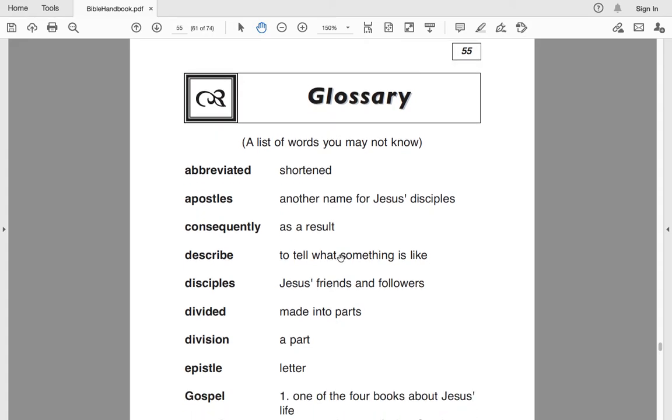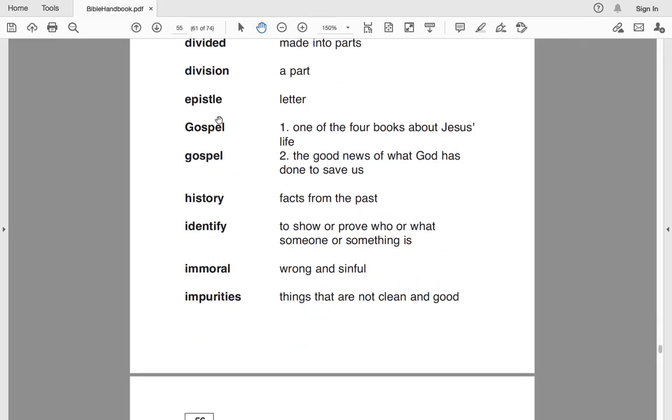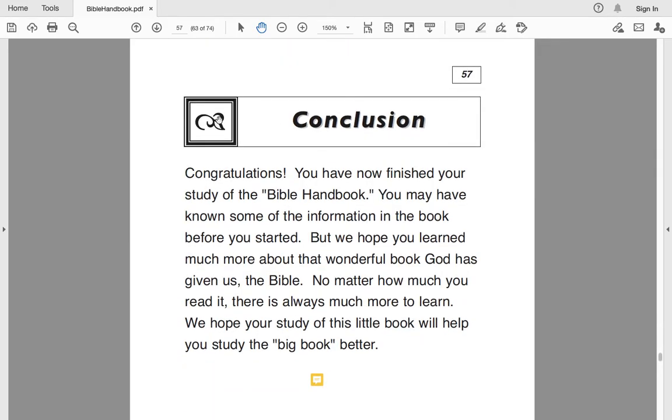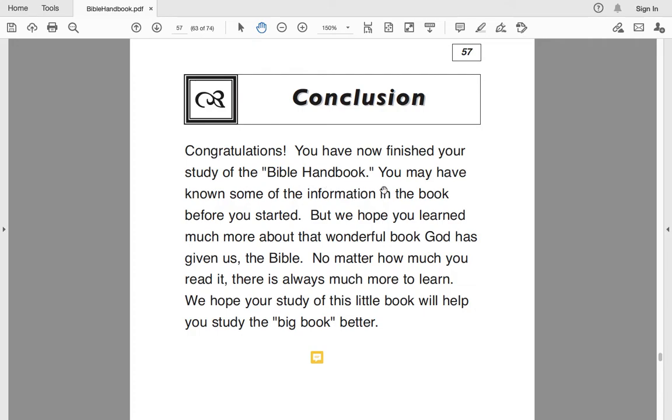You'll be getting this booklet back after I have an opportunity to take a look at it, and so you'll be able to refer to those if you need it. On page 57, it says, congratulations, you've finished your study of the Bible Handbook. And when you get to the bottom of this page, you're going to stop. I understand that there's information that's past page 57, but for this week, we're stopping at page number 57.